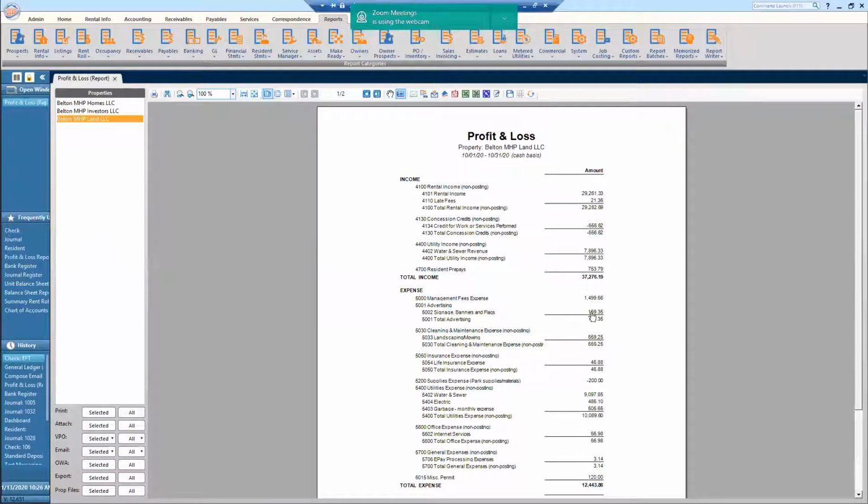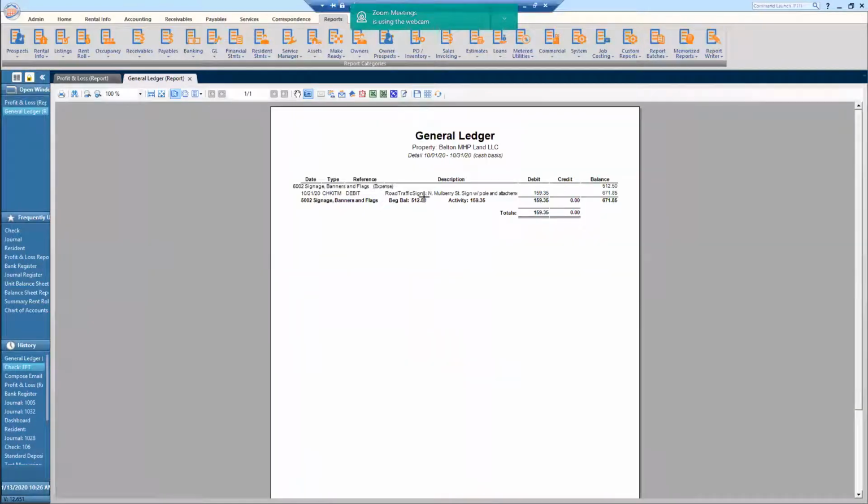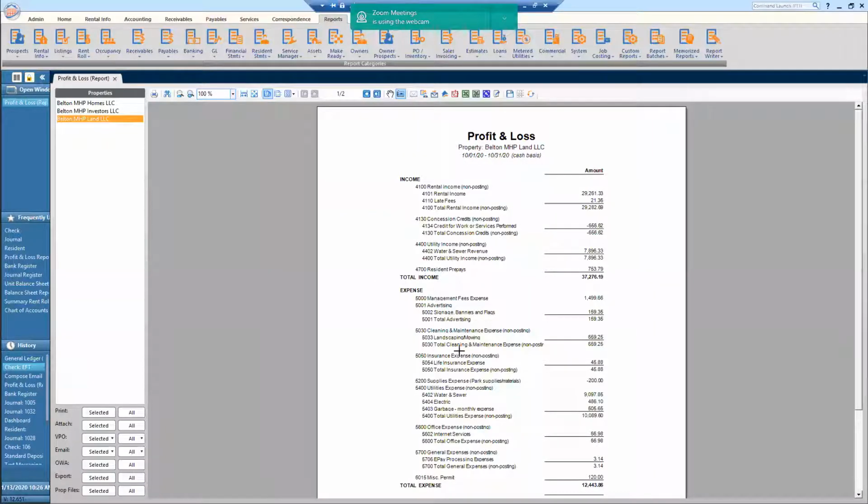Advertising, we normally don't have advertising. This must be, it says signage, banners, flags. We must have ordered some road traffic signs. Okay, is that signage? I could call that signage. This is kind of subjective. Is that signage? Is that a land improvement? It's not really the same as typical signage, but frankly, it's not that much of a difference, or it doesn't matter that much where I put it. So I'm just going to leave it there.